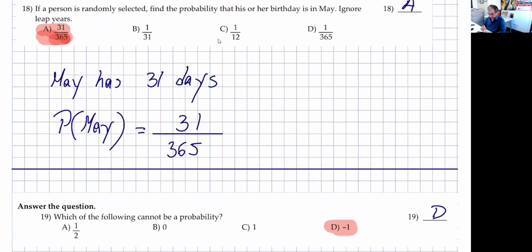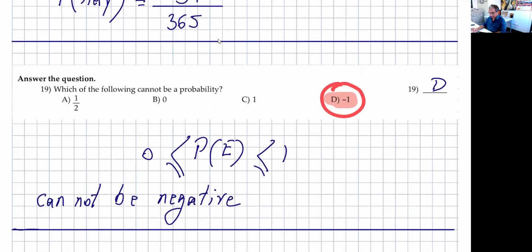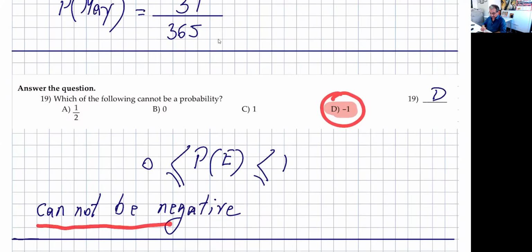Which of the following cannot be a probability? We said a probability is a number between 0 and 1, including 0 and including 1, so it cannot be negative. So here, -1 is the answer. Half is between 0 and 1, 0 is okay, 1 is okay, but you can never have a negative probability. And I put the explanation here for you.